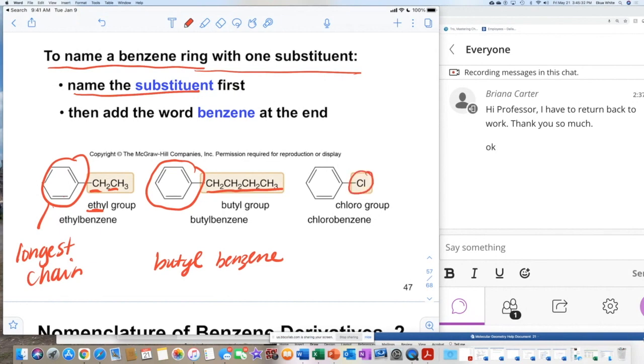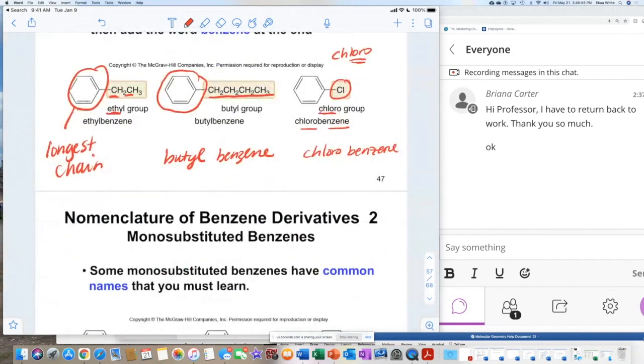In the world of organic, which is where we are, chlorine is not called chloride, not as a side group. It's called chloro. Different group of chemistry, different nomenclature. So this is called chlorobenzene because you have one chlorine attached to the benzene. So benzene is the longest chain. Side group, chloro. Different group of chemists, different people.